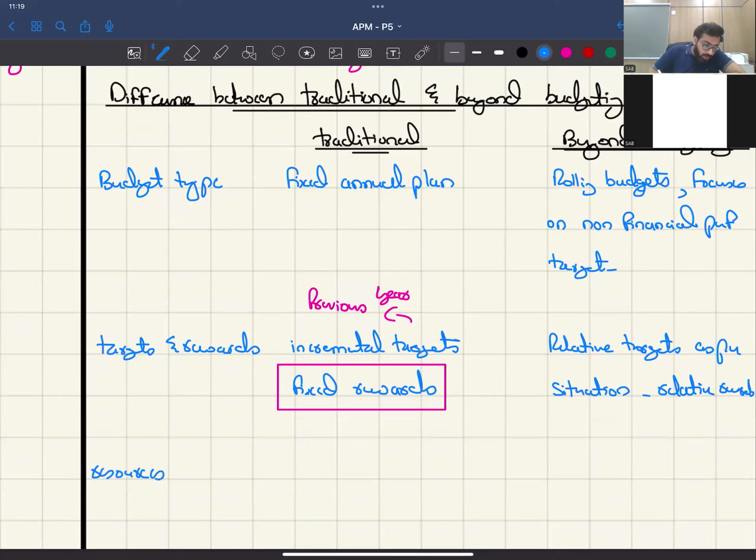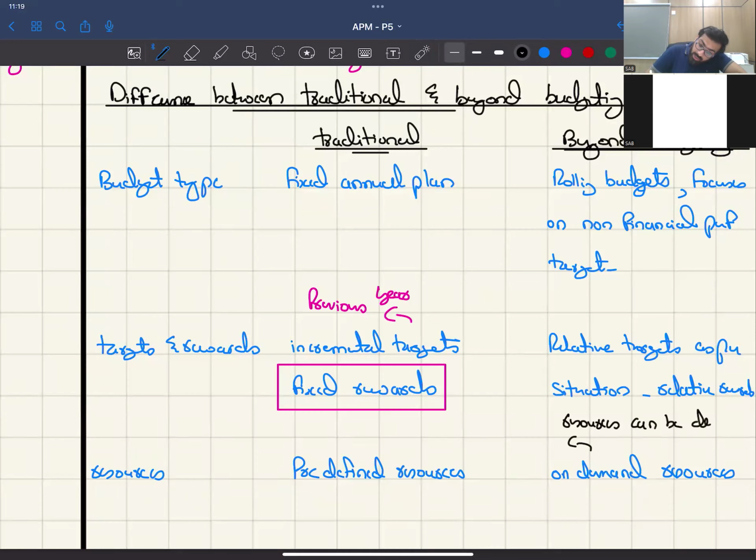And if we talk about resources, here in traditional budgeting the resources are predefined resources, right? And in beyond budgeting, the resources are on-demand resources. Resources can be demanded; it's totally up to you. You can demand your resources up to the mark.